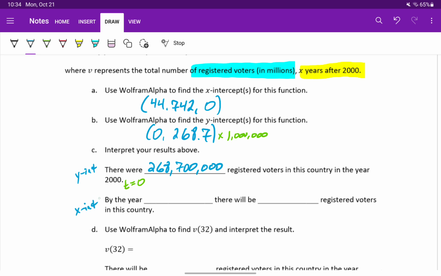To interpret our x-intercept, we're told that by the year, in this case, 44.472, which is approximately 45 years after the year 2000 would be 2045. So in that year, there will be 0 registered voters in this country, since V equals 0 is our y coordinate for this point.